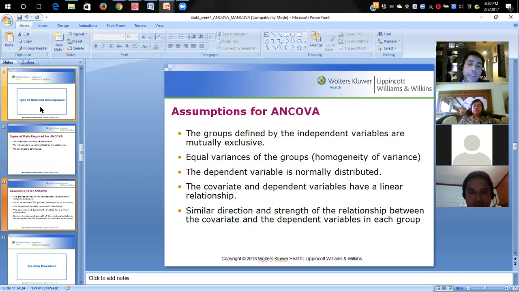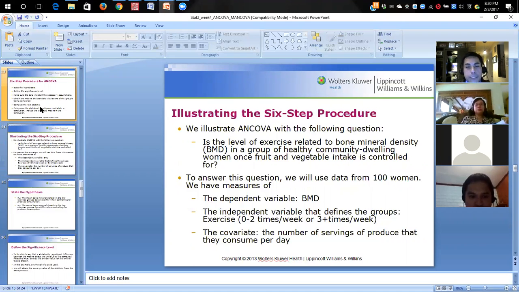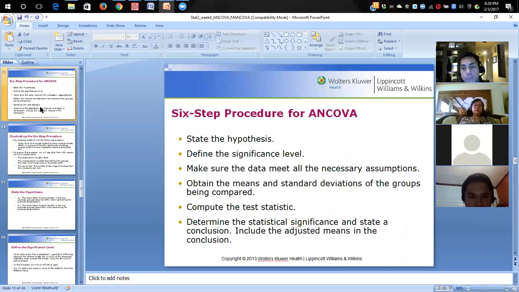And the last assumption for ANCOVA is a similar direction and strength of relationship between the covariate and the dependent variable in each group. So we will do all of that. So there's a 6-step procedure. State your hypothesis. We already did. There's no difference in bone mineral density when we control for produce or fruits and vegetables. And then we define the significance level. We make sure the data all meet the necessary assumptions.